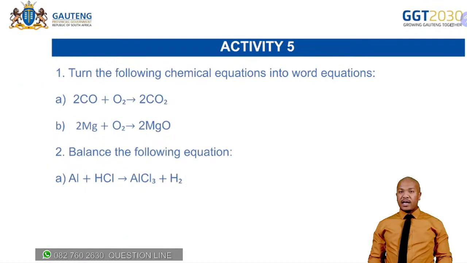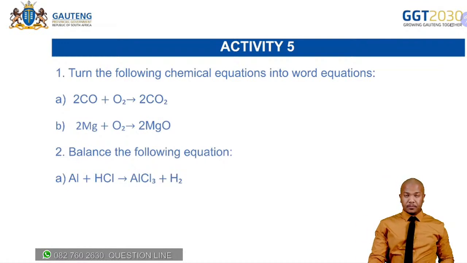Let's move on. Now, this activity, I want you to write it as homework, right? Now, I'm going to give you a minute to copy down this homework. First of all, you need to turn the following chemical equations into word equations. And these are your equations. A, 2CO plus O2, they form 2CO2. B, 2Mg plus O2, they form 2MgO. Then the second one, you balance the following chemical equation. For a minute, let's copy down this activity as homework.